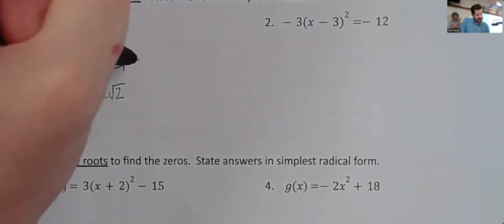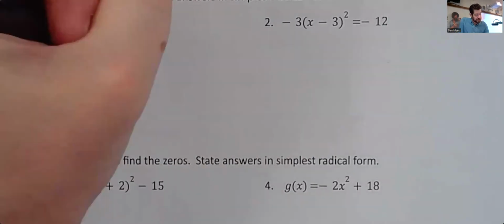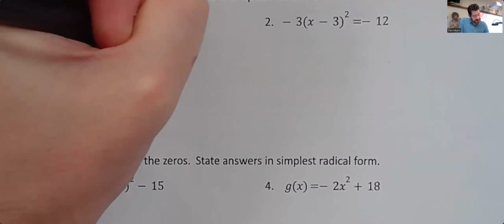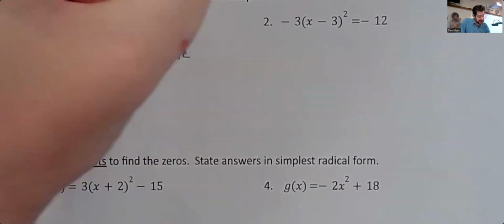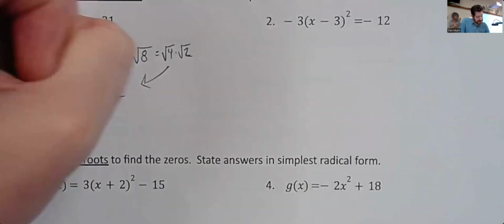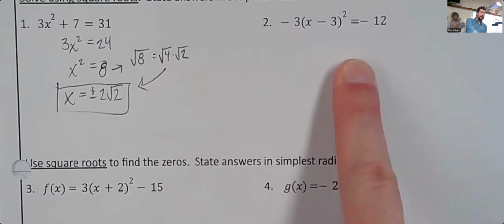If we take a look at the square root of 8, the square root of 8 would be equal to the square root of 4 times the square root of 2. Square root of 4 is 2. Keeping the square root of 2 underneath the square root symbol, we get x equals positive and negative 2 root 2. All right. Next one over here.